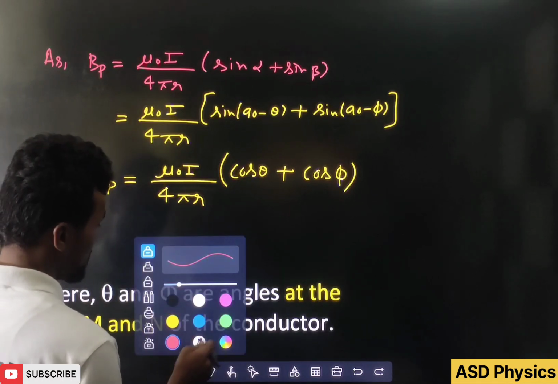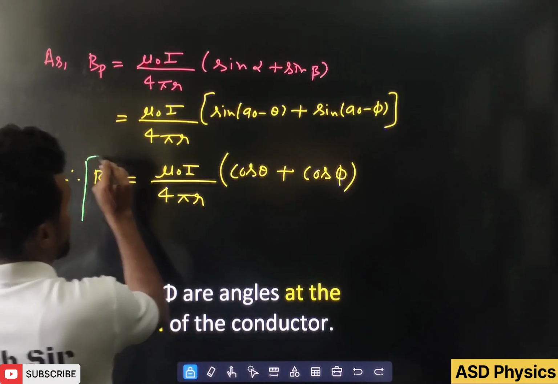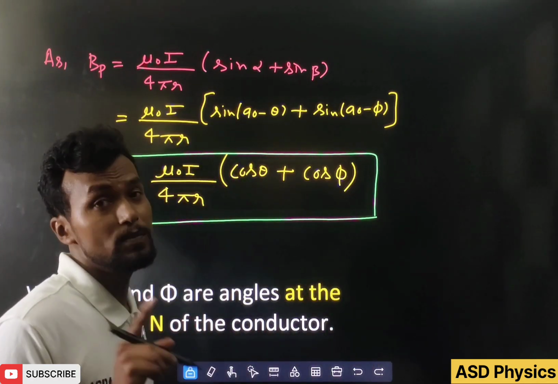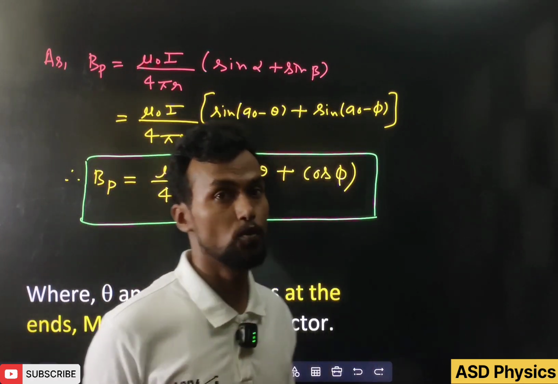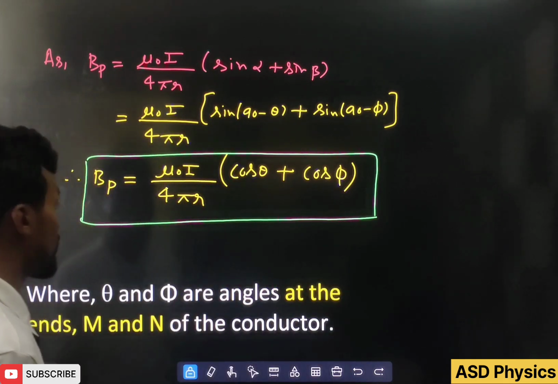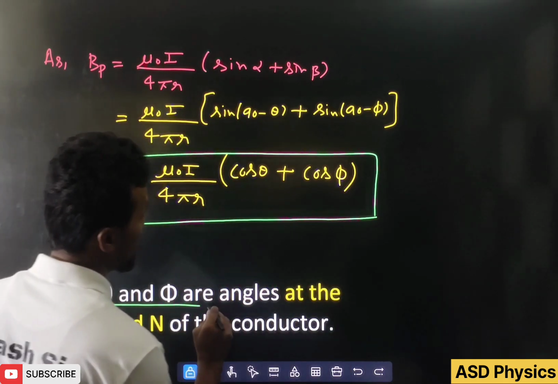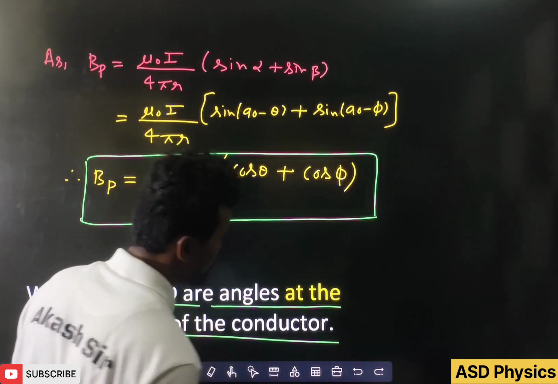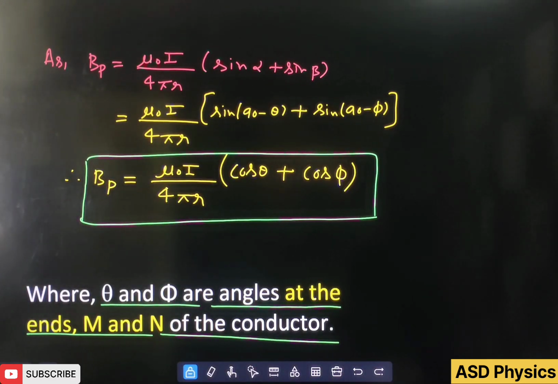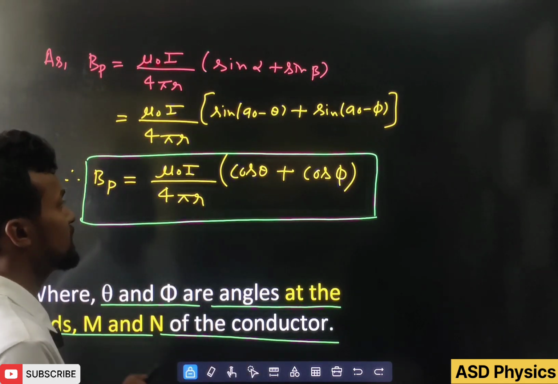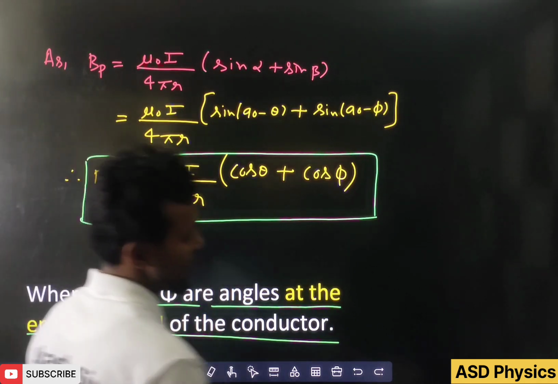So here also you can see very well, we have got one more formula, is it? Before that, sine alpha plus sine beta, where alpha and beta were the angles at the observation point. But here what is coming is cos theta plus cos phi, where theta and phi are angles at ends M and N of the conductor. So whenever we are taking angles at the observation point, it is the sine based formula. Whenever we are taking angles at the ends of the conductor, it is the cos based formula. Remember that here.